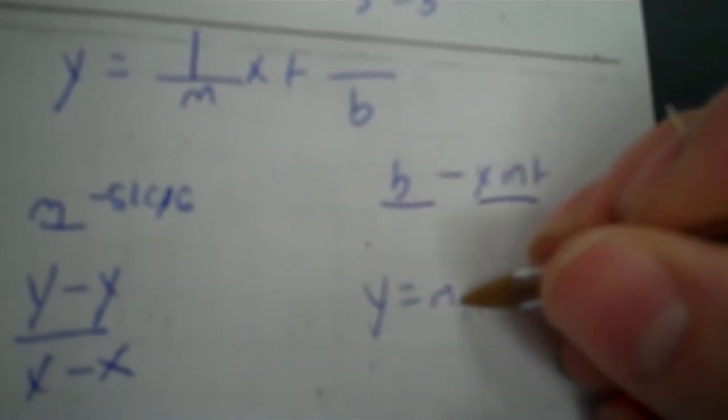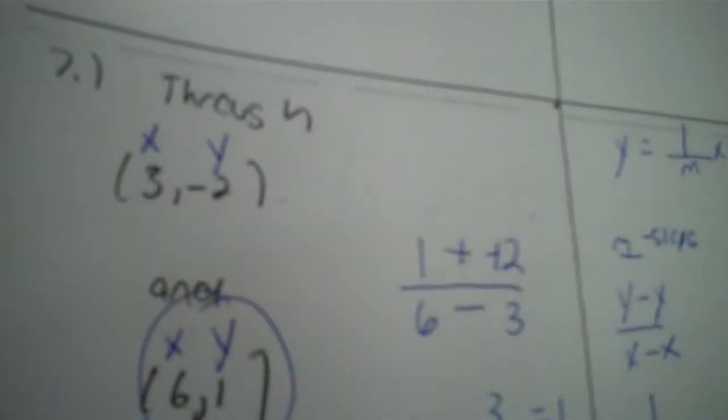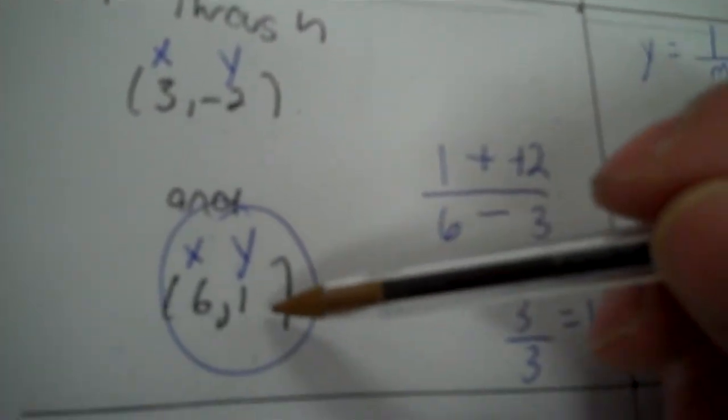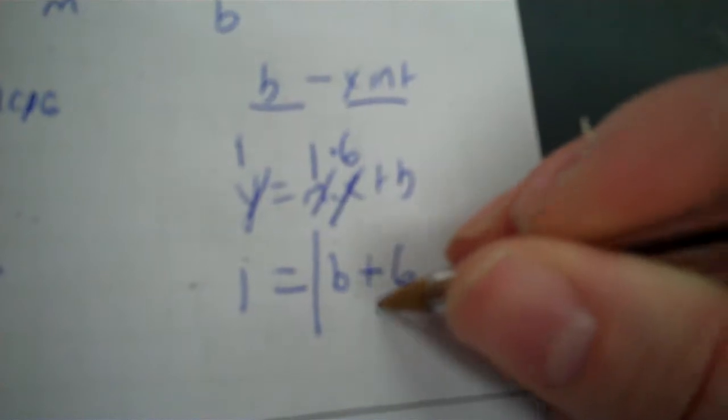Okay, now you have to find the b. So y equals m times x plus b. So my m is 1. Now for x and y, you can pick either this one or this one. I'll pick 1 and 6. So 1 is y, 6 is x. You can also use -2 as y and 3 as x. It'll accomplish the same thing. 1 times 6 is 6, and I subtract 6 from both sides.